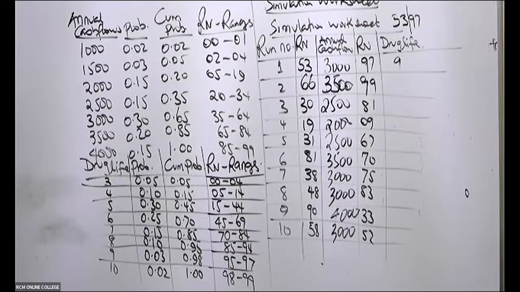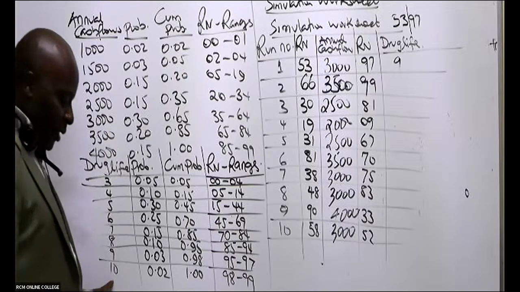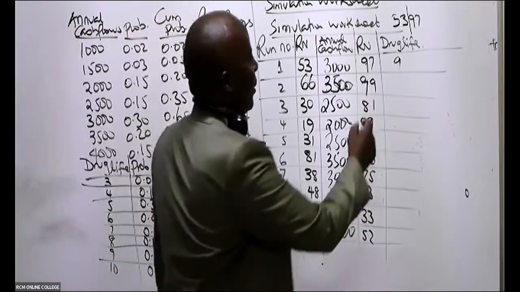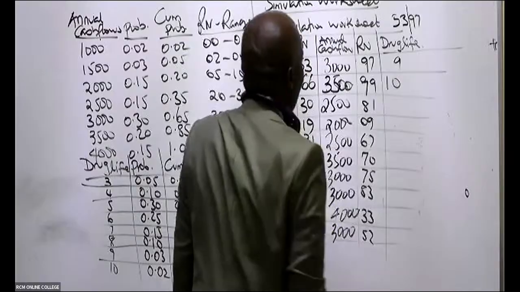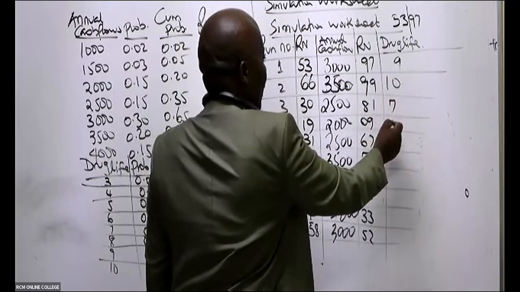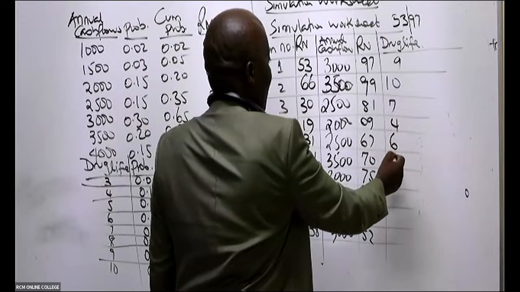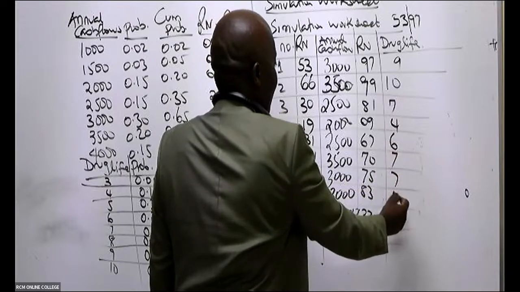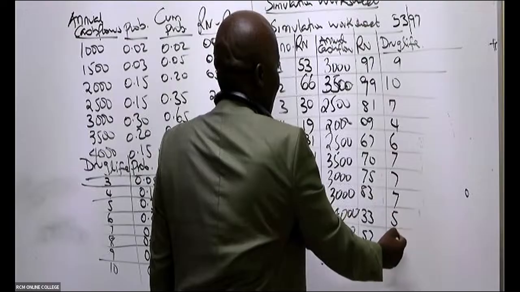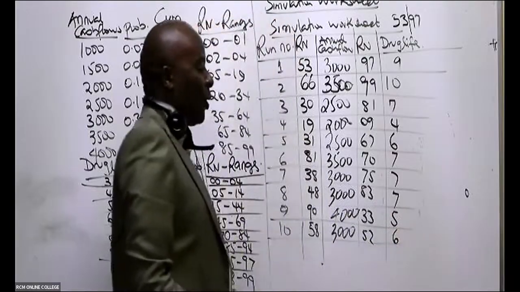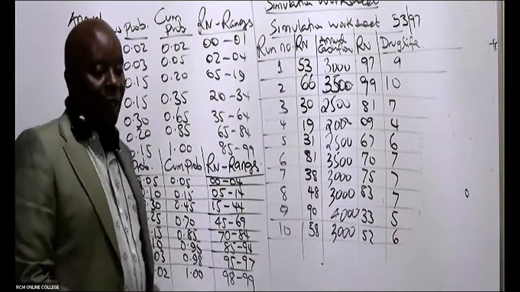Is it okay? So 99 drug life gives us 10 years. So this is 7, 4, 6, 7, 7, 7, 5. So the students who are with me here physically have been able to get these figures correctly.